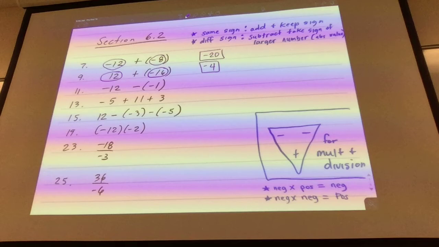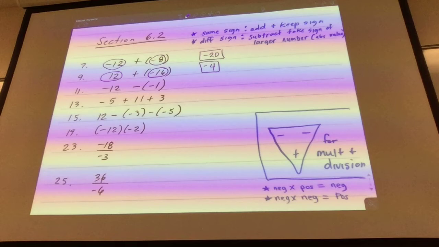If you multiply a negative times a positive, you get a negative. Or the reverse of that, a positive times a negative, you get a negative. If you multiply a negative times a negative, you get a positive. So let's just look at this. I'll show you what that triangle does for us.